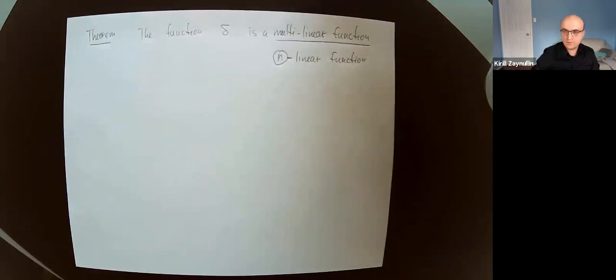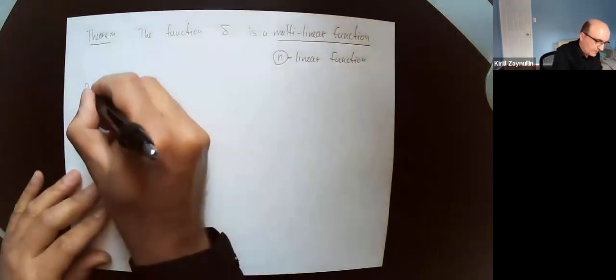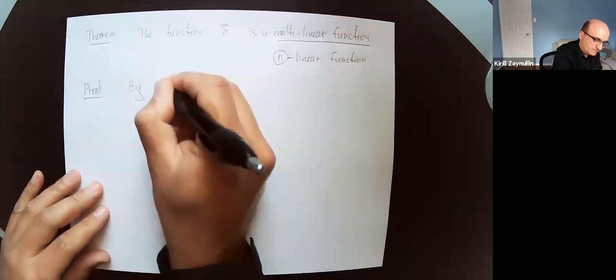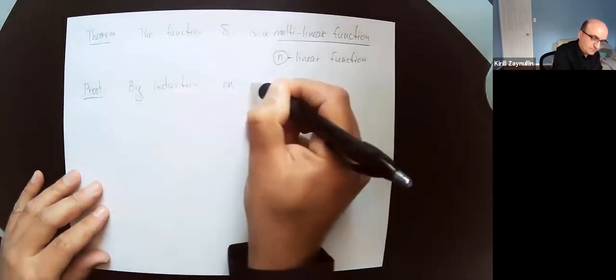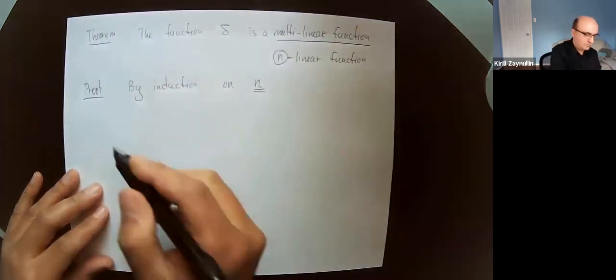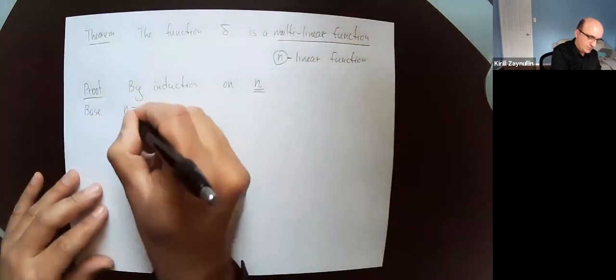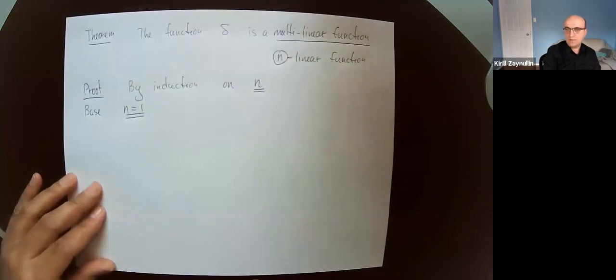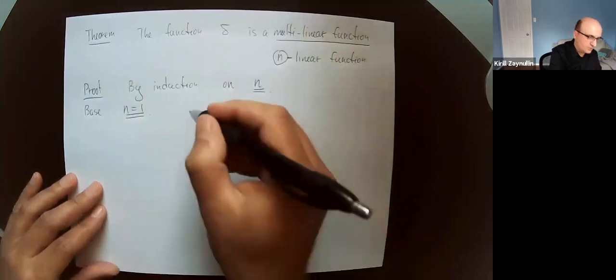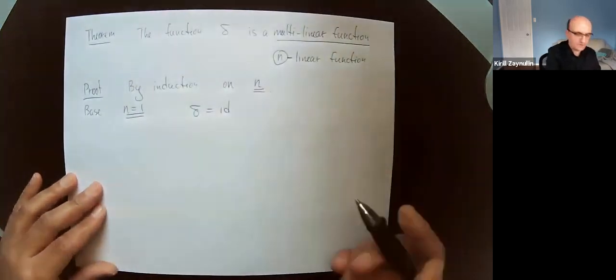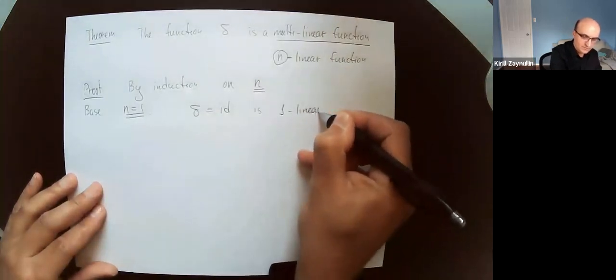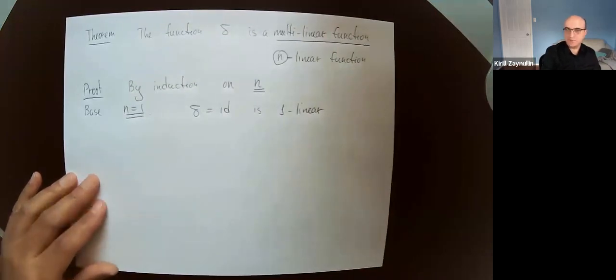Okay, so how does the proof work? Again, most of the facts concerning the function delta that we defined are proved by induction. Why? Because the function delta itself is defined by induction, by an inductive formula. So we prove this again by induction on n. And what's the base? The base is clear. The base is just n equals 1. In this case, there's nothing to show because delta is just the identity function, which is of course one linear. An identity is an example of a linear transformation. So this is one linear.